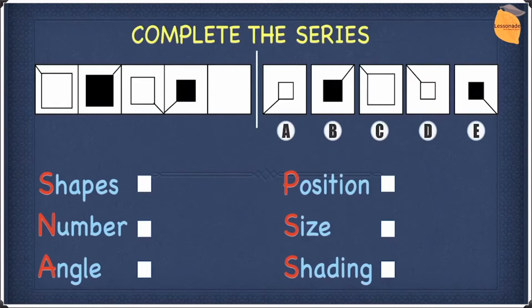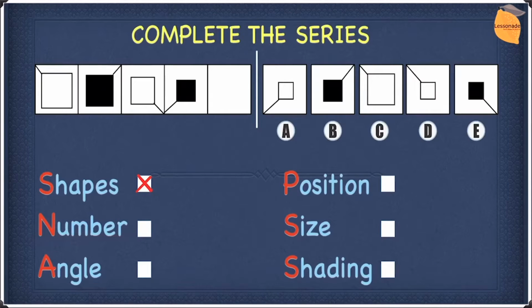For this example, we're going to use snaps to help us. First thing we are going to look at is going to be shapes. In terms of shapes, we have a square and we have a line. And this means no new shapes are introduced, so shapes does not work, and you can cross it off. So shapes does not work. Let's move on to number.